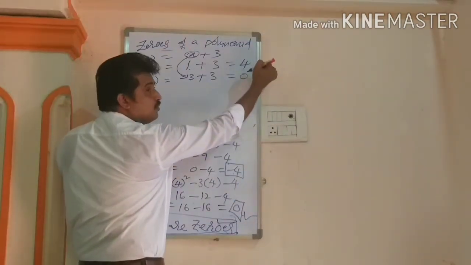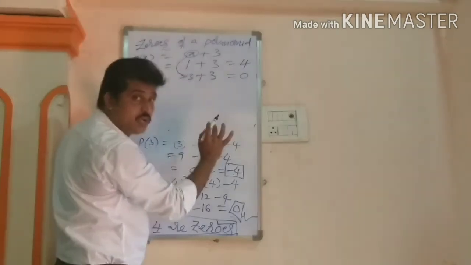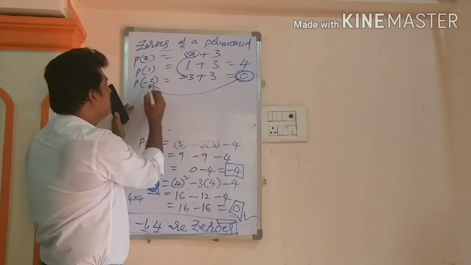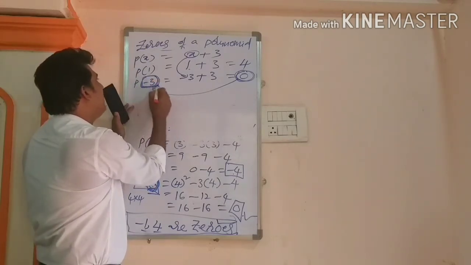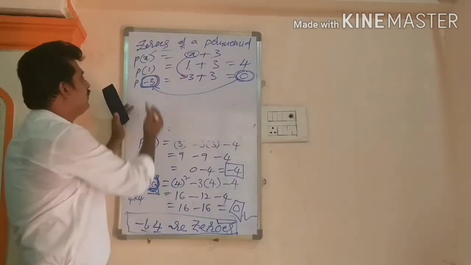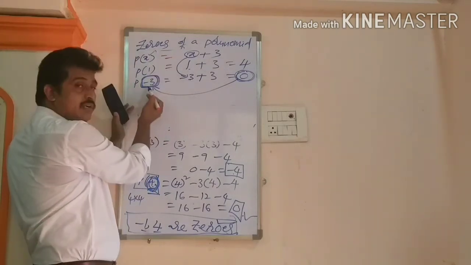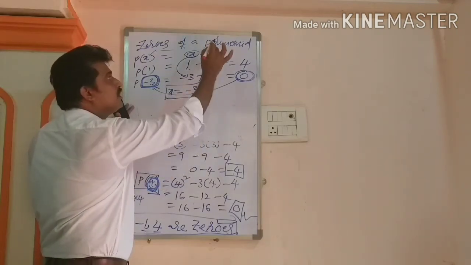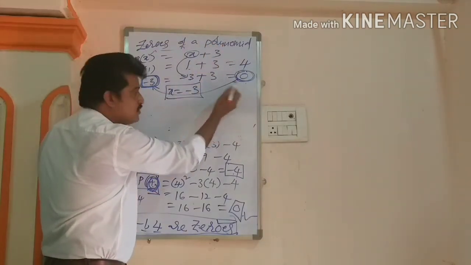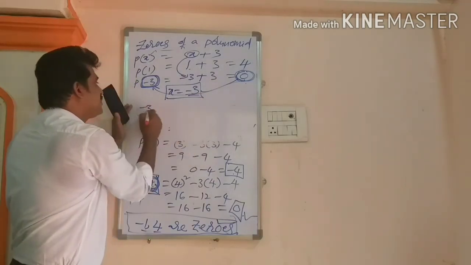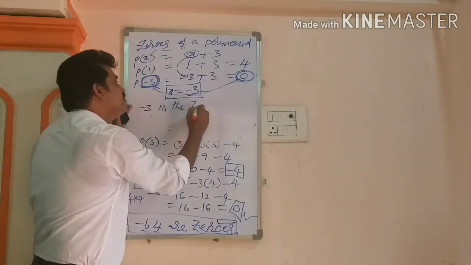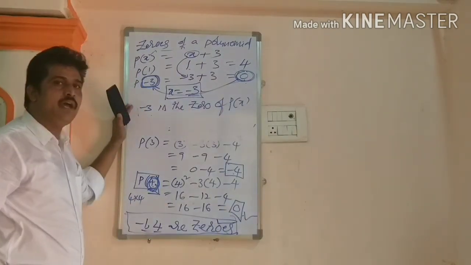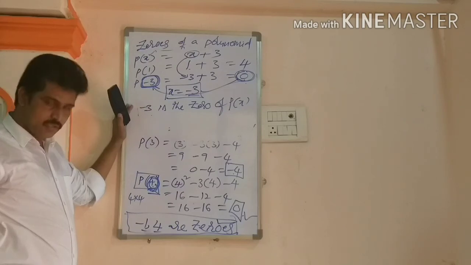So, among these 2 values, where 0 comes here. Here means second case. In the second case, what is the value of a variable? Minus 3. So that x is equal to minus 3. For this value, the polynomial becomes 0. Therefore, minus 3 is the zero of p of x. That is the zero value.